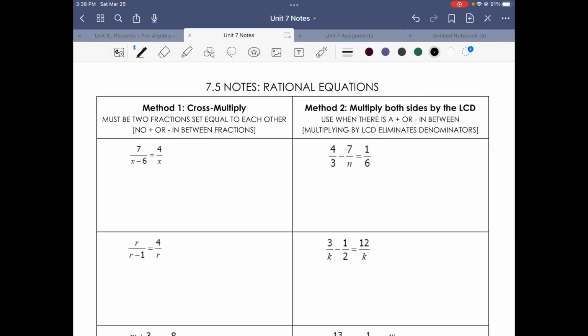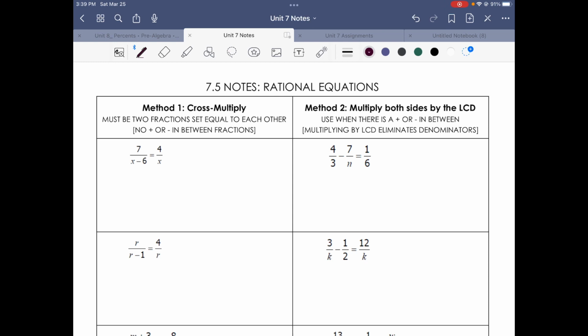Welcome to the final unit of this chapter, rational equations. There are going to be two different methods we talk about on this one: cross-multiplying and multiplying both sides by the least common denominator. If you are going to cross-multiply, you must have two fractions set equal to each other with no addition or subtraction in between.